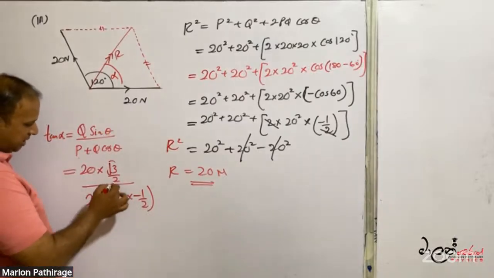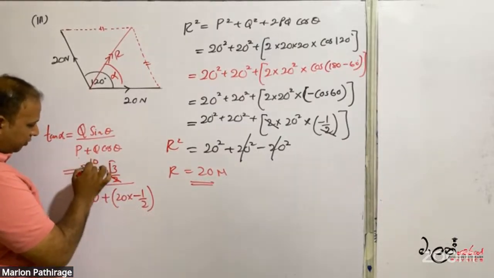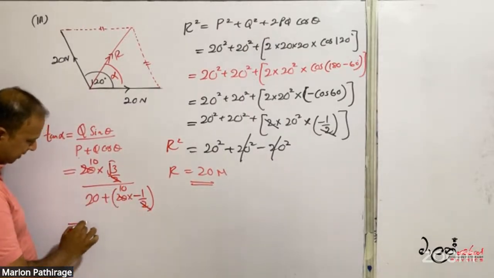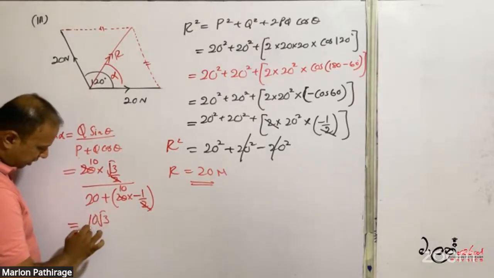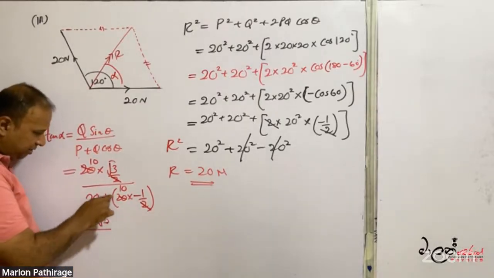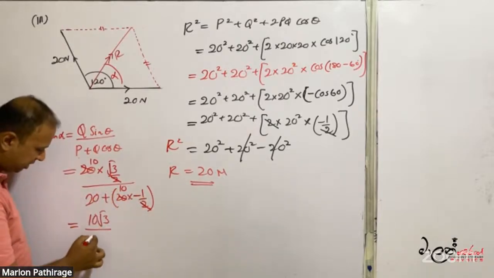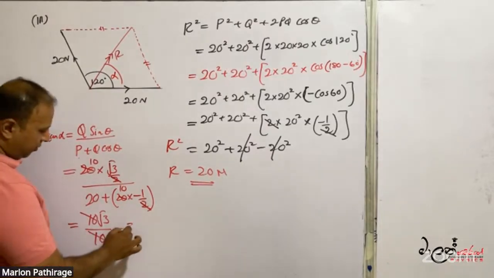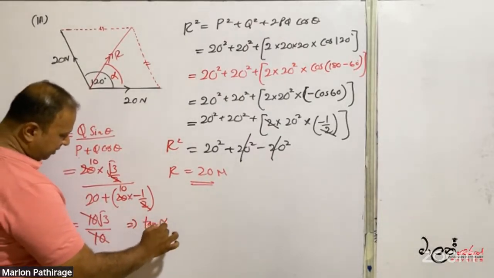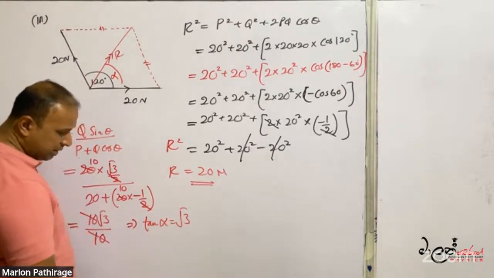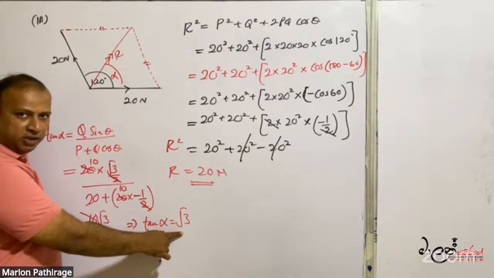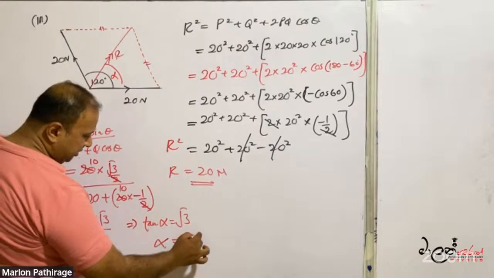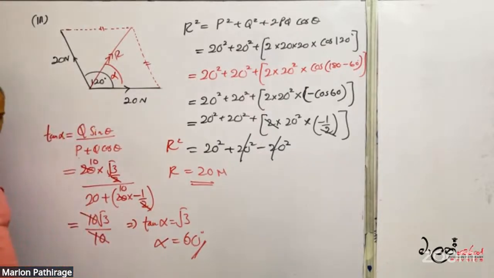Then here this one will be cancelled out, 10. Therefore, the answer is 10 root 3 divided by 20 minus 10. 20 minus 10 means 10. Then 10 to 10 will be cancelled out. Therefore, tan alpha is equal to root 3. If a tan value is equal to root 3, then alpha should be 60.